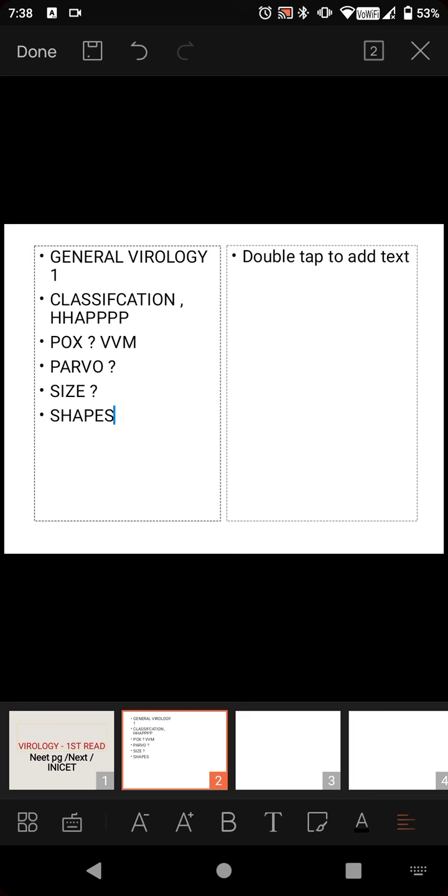Then Ebola is a filamentous virus. Ebola, everyone tends to forget it easily. Okay, Ebola is the filamentous virus. Then tobacco mosaic virus, so tobacco is in a rod shape, so rod.